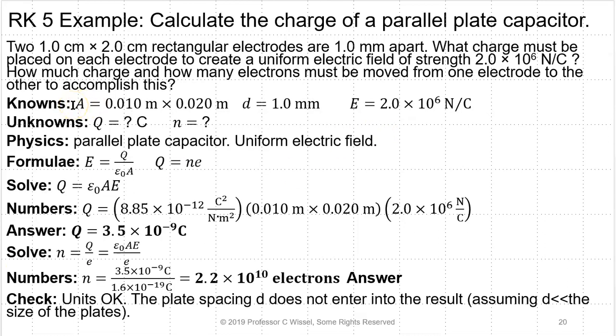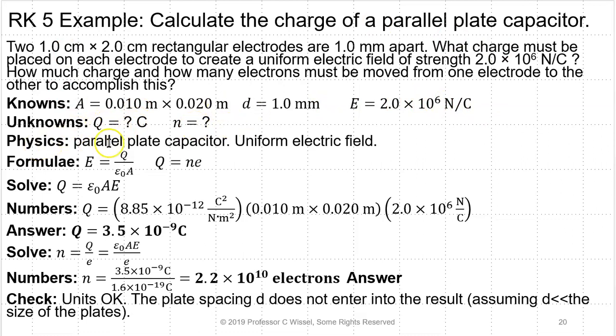First thing you do is write down the knowns. The important knowns, which is the area here, should be converted to SI units. So the area is 0.010 meters by 0.020 meters. We will not need the distance between the plates in this problem, but I just left it here. That's why I didn't bother converting it. The electric field is 2 times 10 to the 6 newtons per coulomb. We need to know the charge Q and N, the number of electrons.